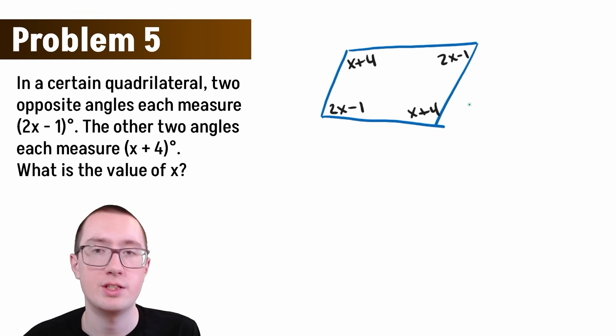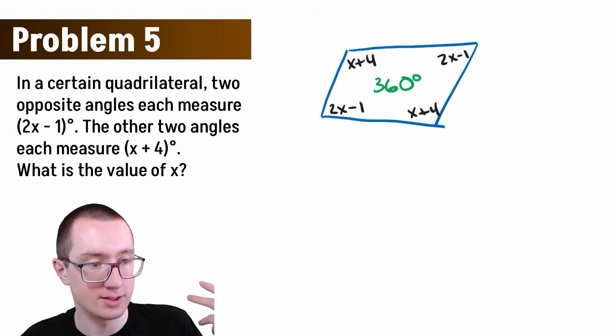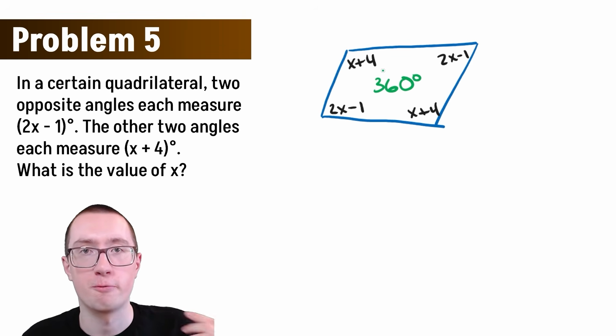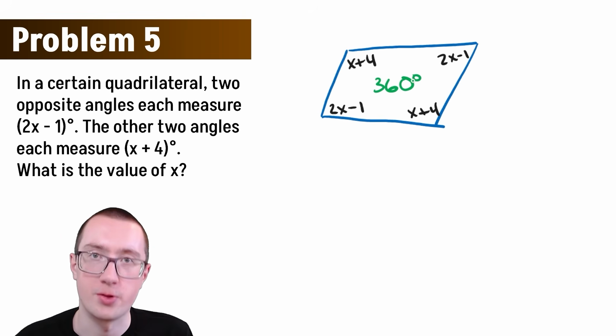I know that every single four-sided shape has 360 degrees total. And the rule is that it always has 180 degrees for every side minus 2. So like, for example, a triangle has 180 degrees total.